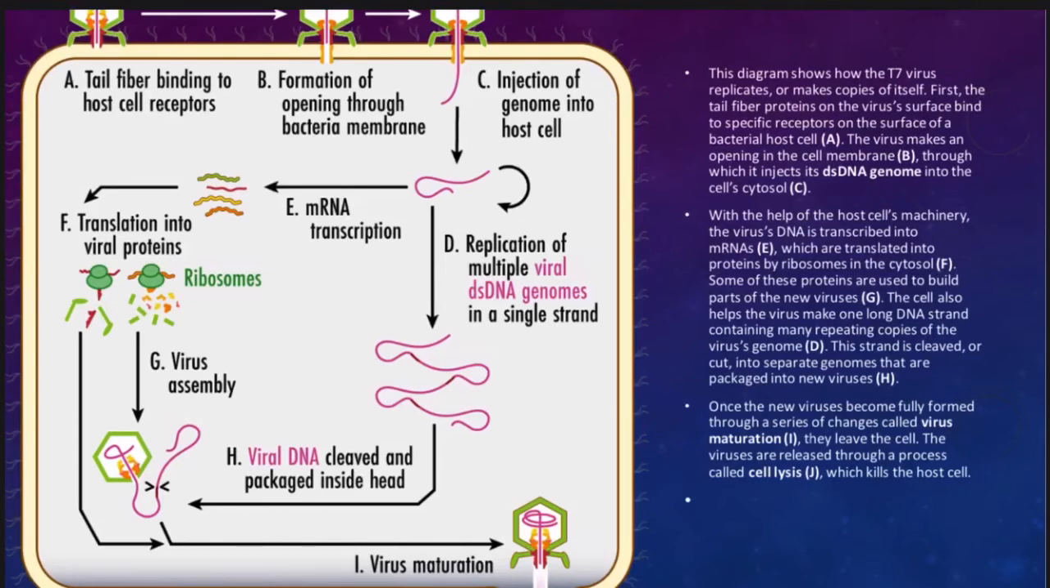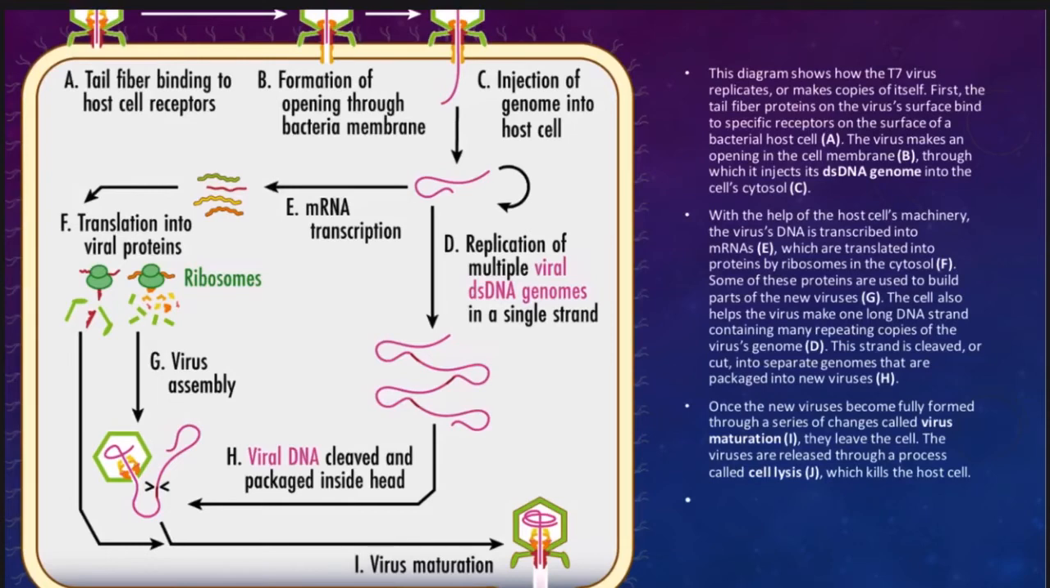Some of these proteins are used to build parts of new viruses. The cell also helps the virus make one long DNA strand containing many repeating copies of the virus's genome. This strand is cleaved, or cut, into several genomes that are packaged into new viruses.